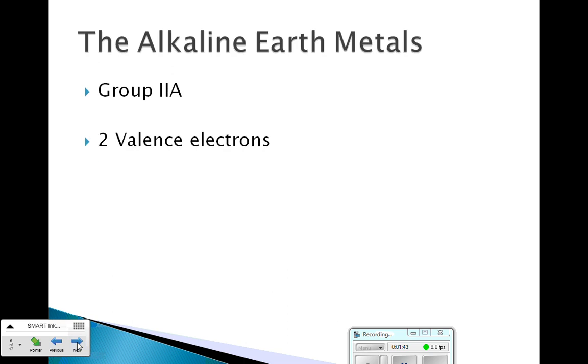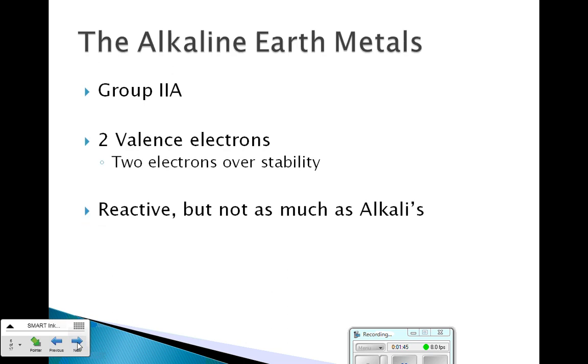And then the alkaline earth metals, group 2, so this would be beryllium down. They're reactive but not as reactive. They all have 2 valence electrons, so they're all looking to get rid of 2 electrons.